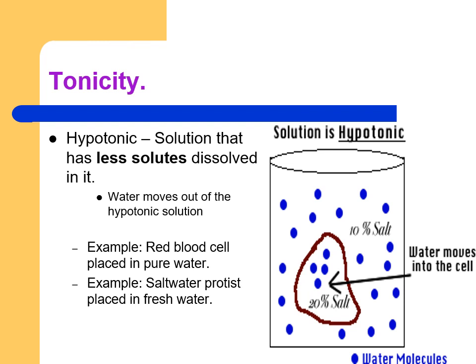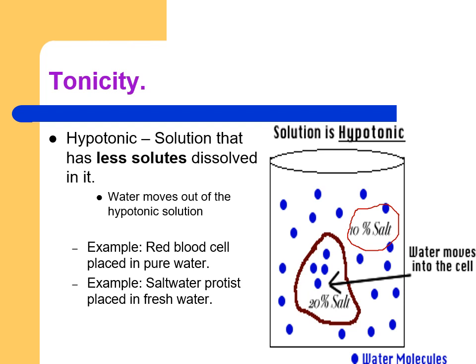So if you look inside my cell here, my cell has 20% salt. That is not less than 10%. So out here in the beaker where I have 10% salt, this is my hypotonic solution because it has less, okay? And our rule is water always moves towards the most solutes or out of the hypotonic solution. But if you know one of those, you know the water moves towards the most solutes, you can always predict where it's going to go.